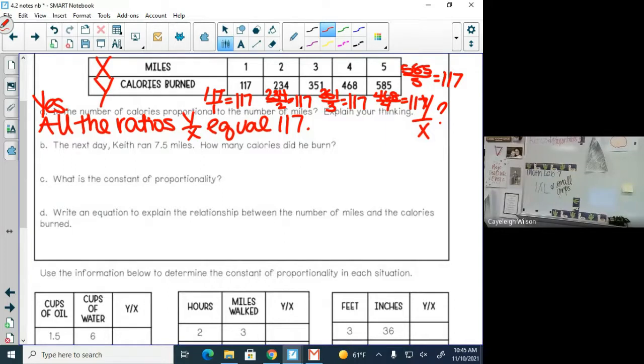What's my constant? 117. So I'm going to take 117 and I'm going to multiply it by the number of miles that he ran. So 7.5. So we get 877.5. And what would the label be? How many calories? So calories. There you go, put calories burned.